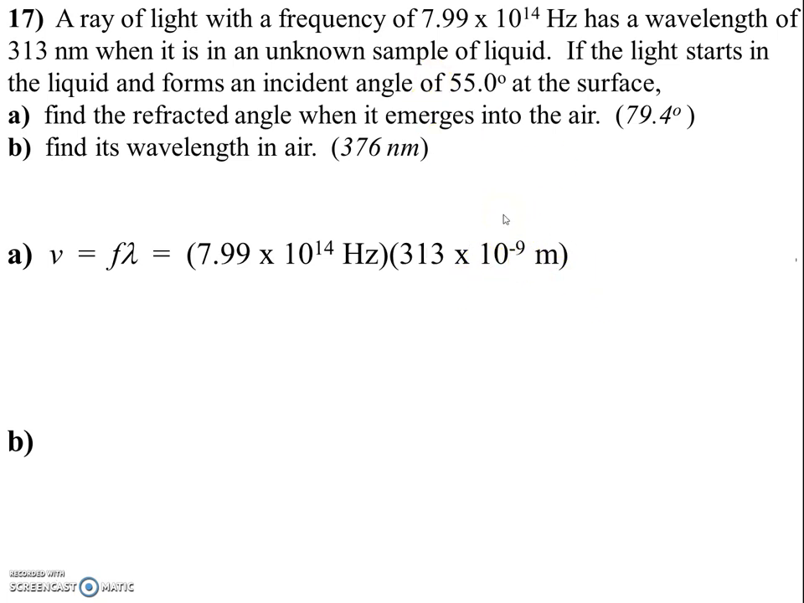So you put the numbers in, we get our speed, and we should be getting this: 2.5 times 10 to the 8th meters per second. Okay, that's expected, right? It's certainly slower than the speed of light in vacuum, but still really fast.